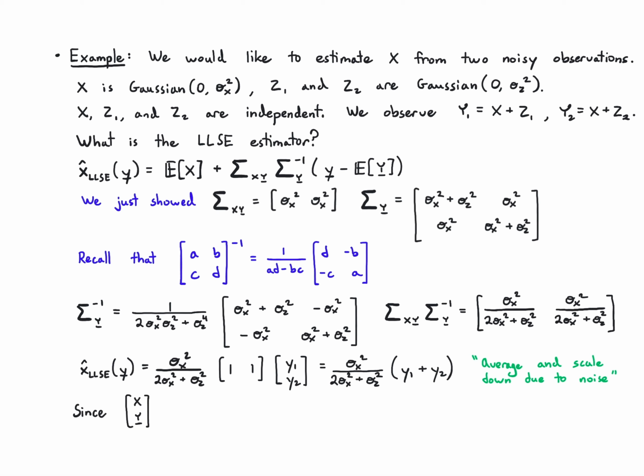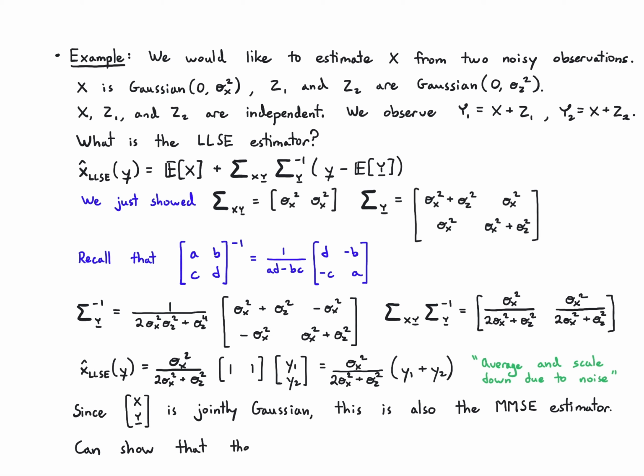Let's first remind ourselves that since x and y are jointly Gaussian, this also turns out to be the MMSE estimator. So this is really the best estimator I can come up with. And one other thing, which we're not going to write down here, but you could do if you spent a few minutes: you could also show that the ML estimator for this particular example is going to be x hat ML of y. It's just going to be the average of y1 and y2, so y1 plus y2 over 2. So I'm just averaging my two observations, which makes a lot of sense.